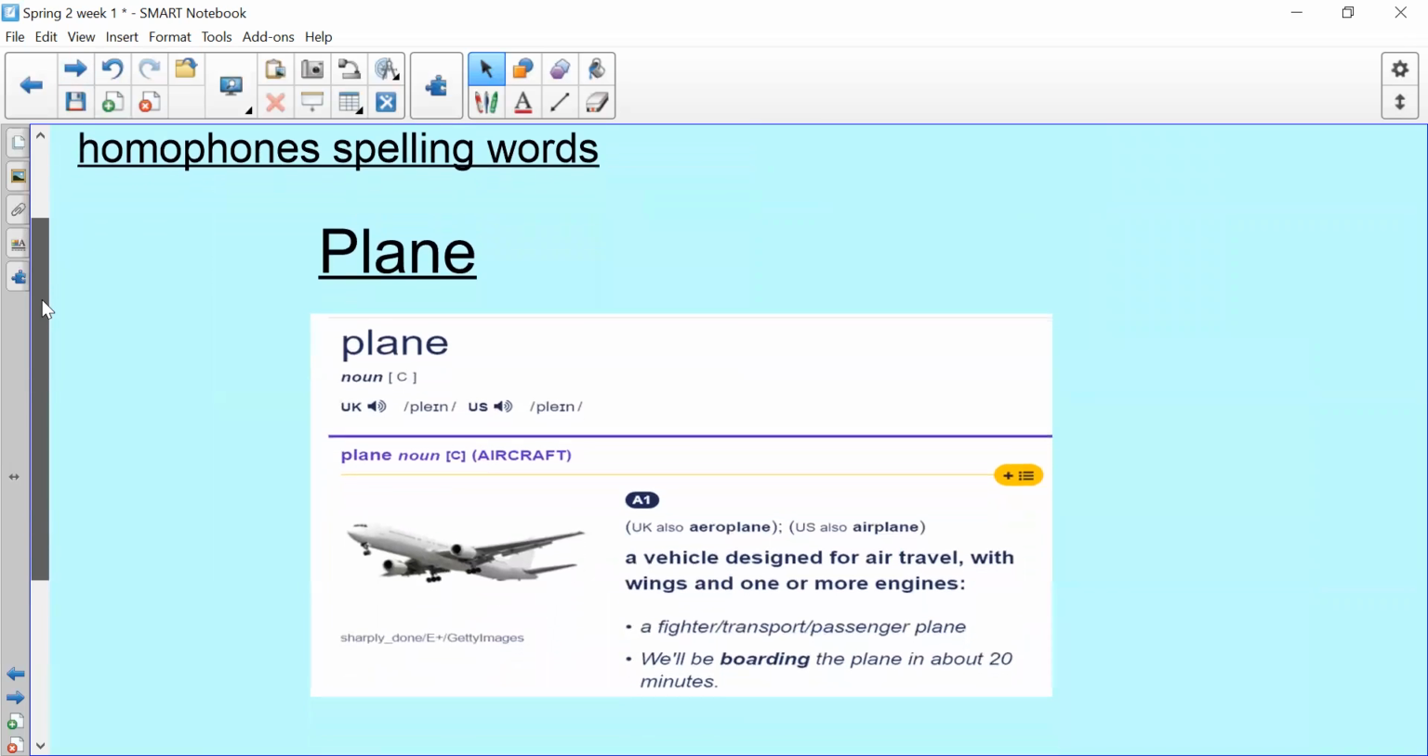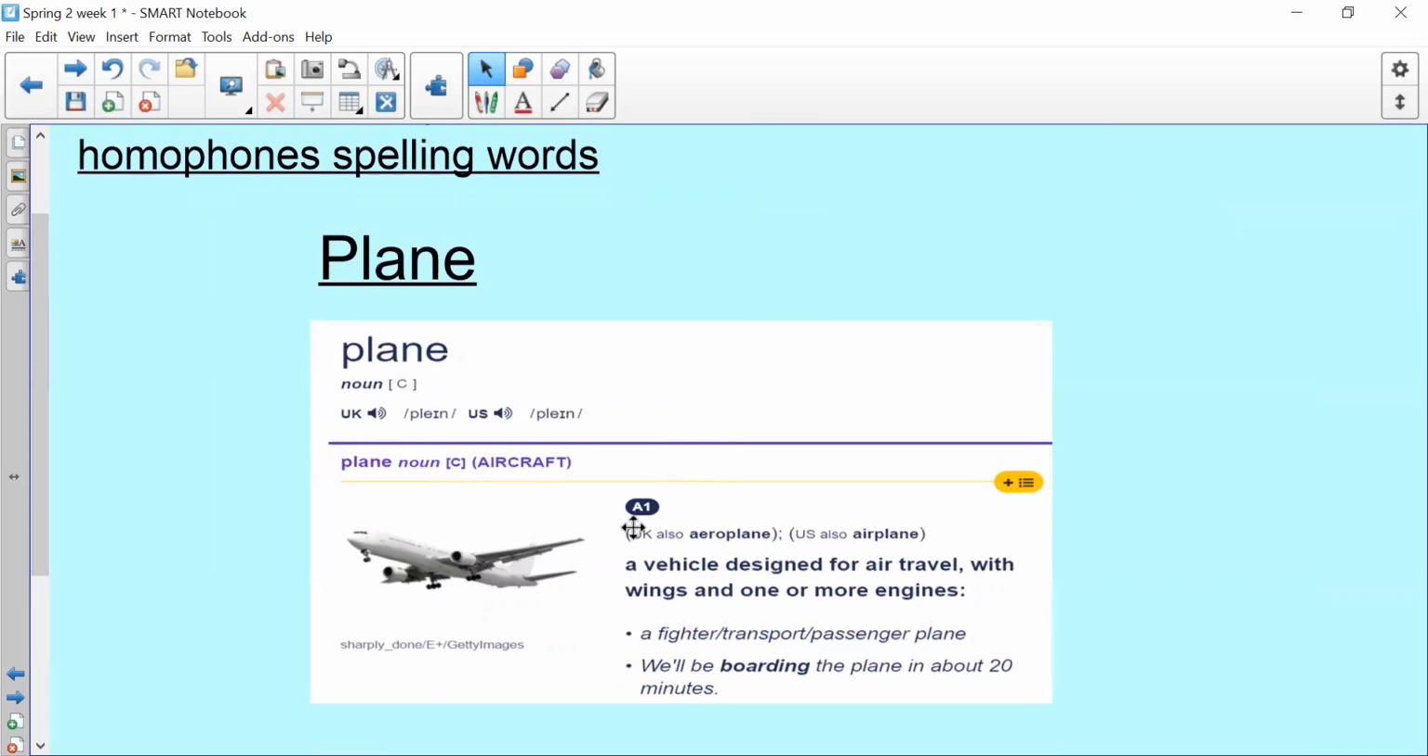Okay, and I think this is our last one. A plane is a noun, a vehicle designed for air travel with wings and one or more engines. I would definitely love to get on a plane right now and go somewhere hot.